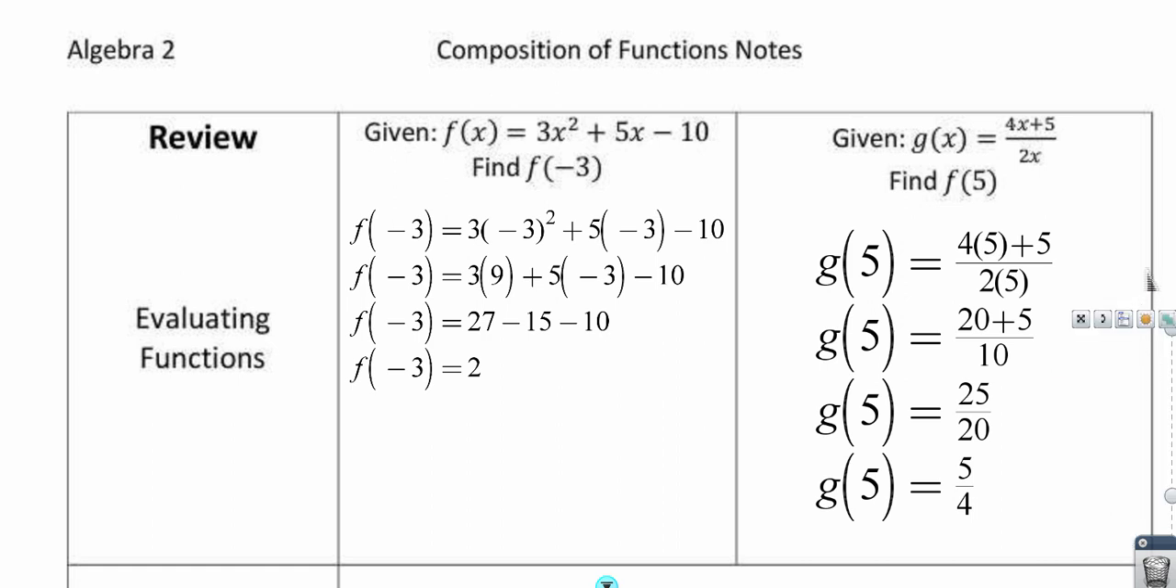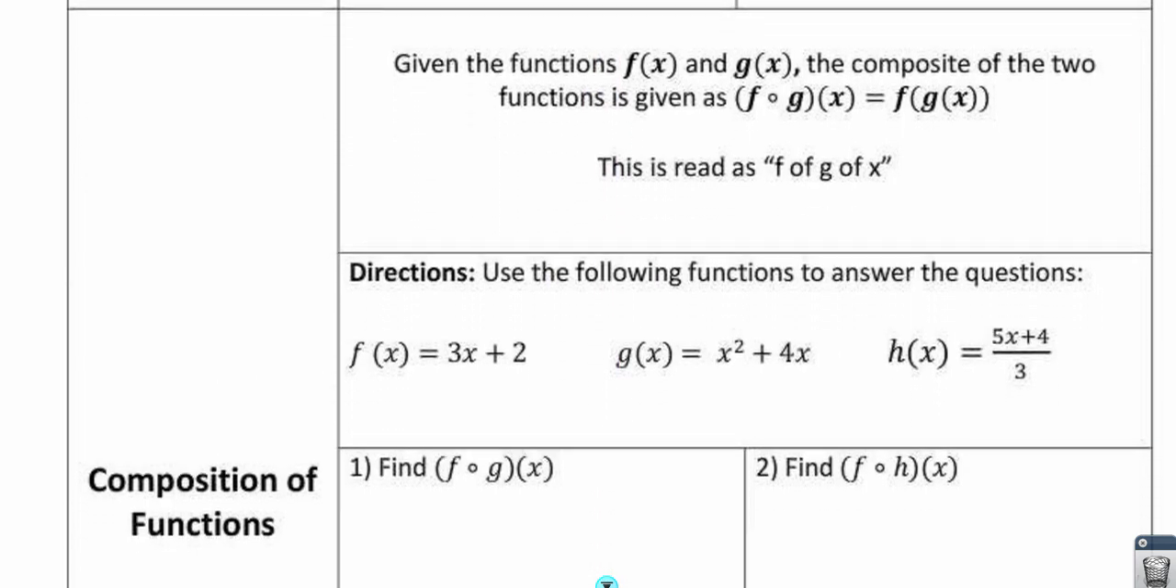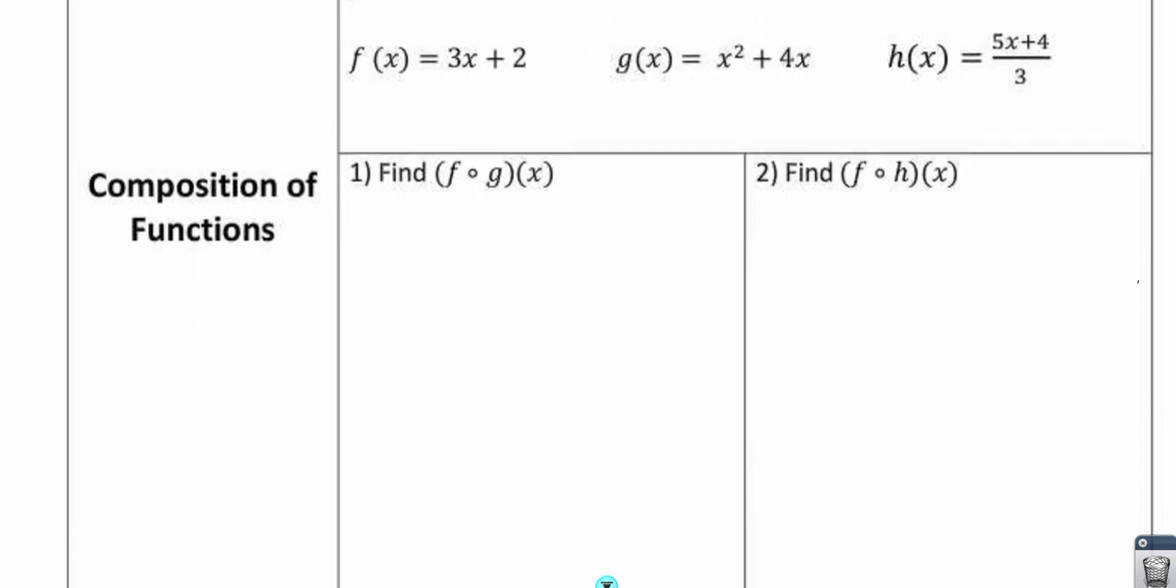So that's just a quick review of evaluating functions. Now doing a composition of functions is simply evaluating a function for another function, which is kind of weird, but what it basically means is that to do the composition of a function, you take one of the functions and plug it into the other one. So the notation looks like this, and it's read as f of g of x.